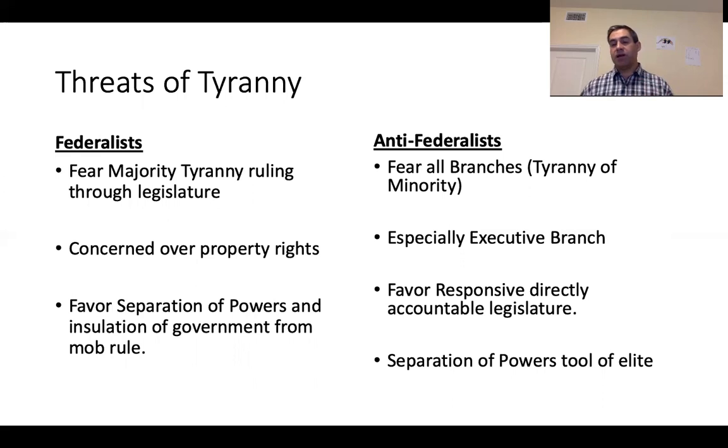They want responsive legislatures that are directly accountable. And they worry that the separation of powers with staggered elections is going to make popular democracy difficult. It's going to make it harder for government to reflect the wishes of the people, and they worry that the separation of powers is going to be a tool of the elite.